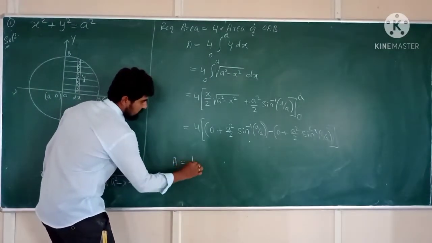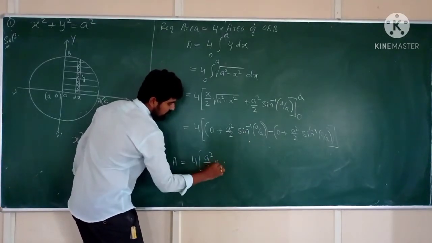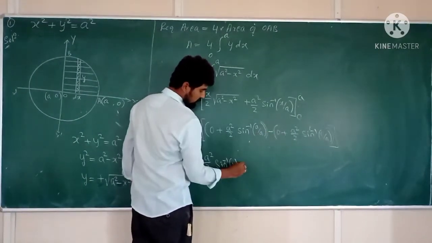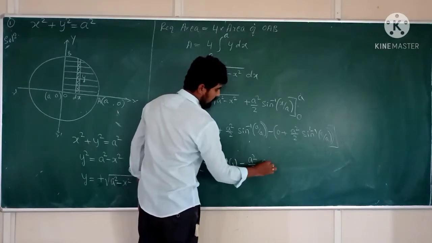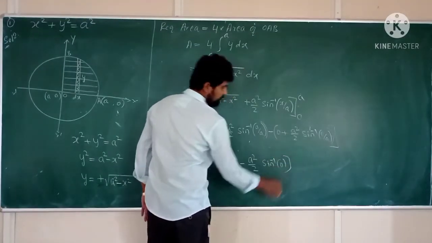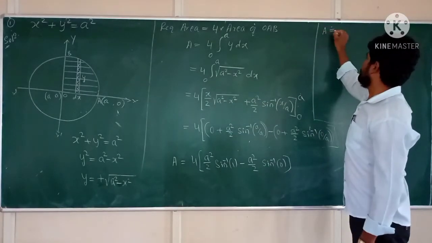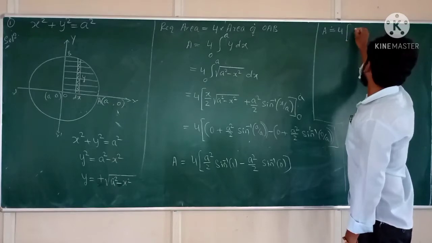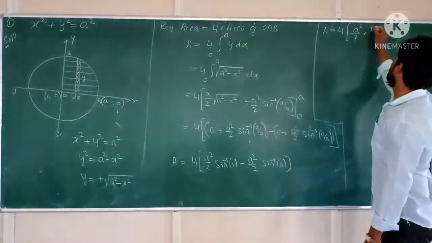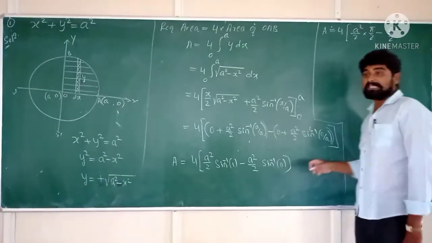Therefore, area is equals to 4 times of a square by 2 into sin inverse a by a, means sin inverse 1. I hope all of you understand. Minus a square by 2 into sin inverse of 0 by a is 0. So sin inverse 0. Hence, required area A is equals to 4 times of a square by 2 into value of sin inverse 1 is pi by 2, minus a square by 2 into value of sin inverse 0 is 0.